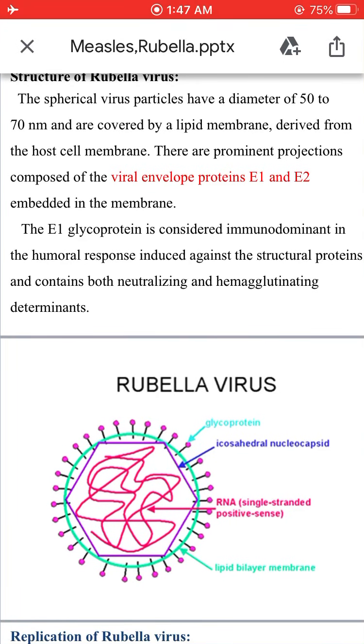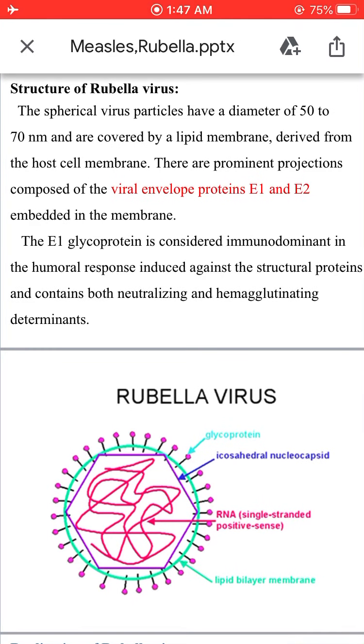Structure of rubella virus. The spherical virus particles have a diameter of approximately 50 to 70 nanometers and are covered by a lipid membrane derived from the host cell membrane. There are prominent projections composed of viral envelope proteins E1 and E2 embedded in the membrane.